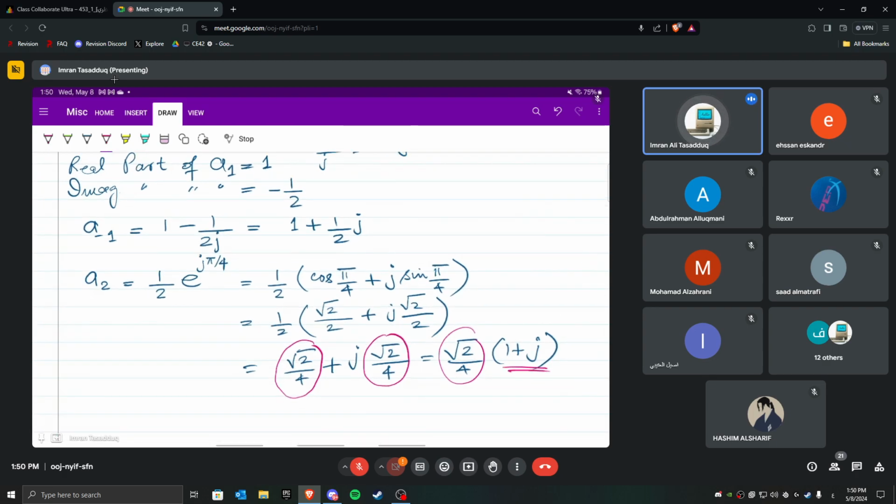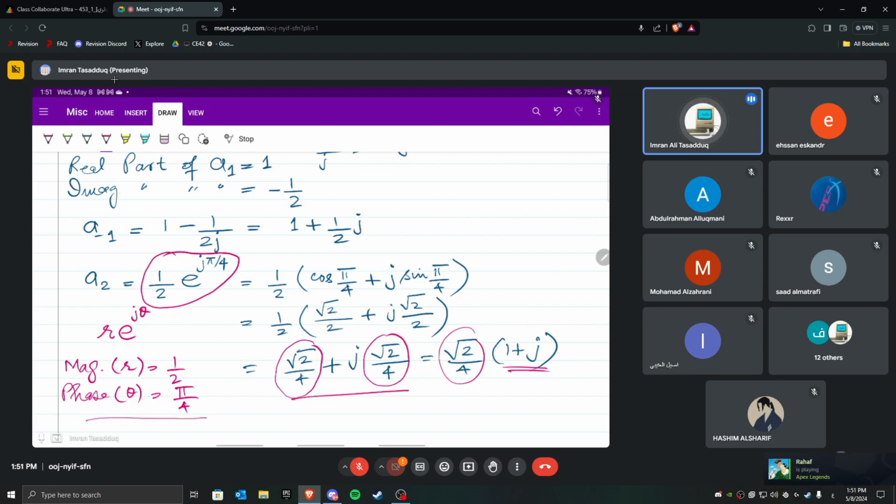The reason we converted it into this form is to make sure that we can see the real and imaginary parts, because it's a complex number. By looking at the original form, it's difficult to tell what the real and imaginary parts are. Or if you don't want to convert it, you can directly say that it is in polar form. Comparing with r e to the power j theta, the magnitude r is equal to half, and the phase theta is equal to pi by 4. You can do it this way as well. Either you find the real or imaginary part, or you do it this way, depending on the question. If I ask you the imaginary part of this signal, you will have to use this form.